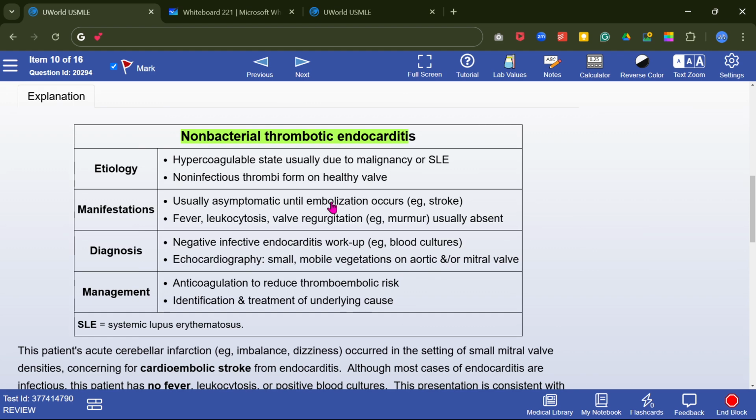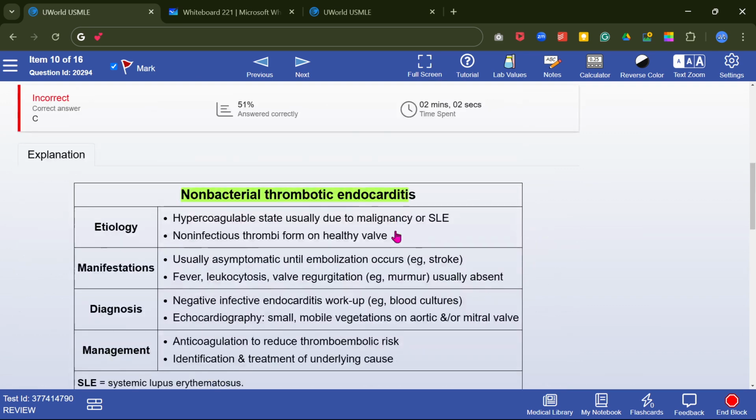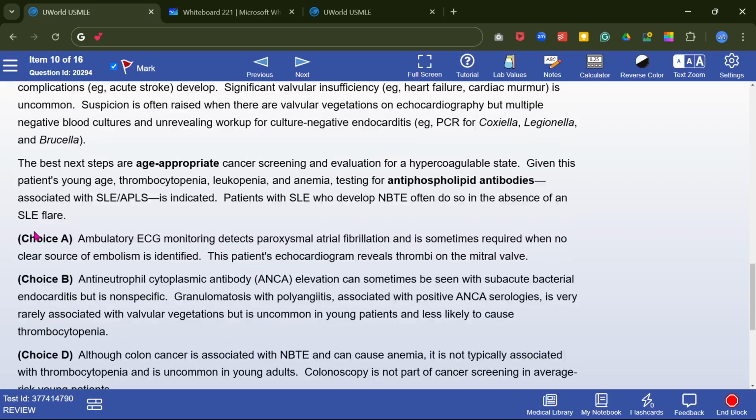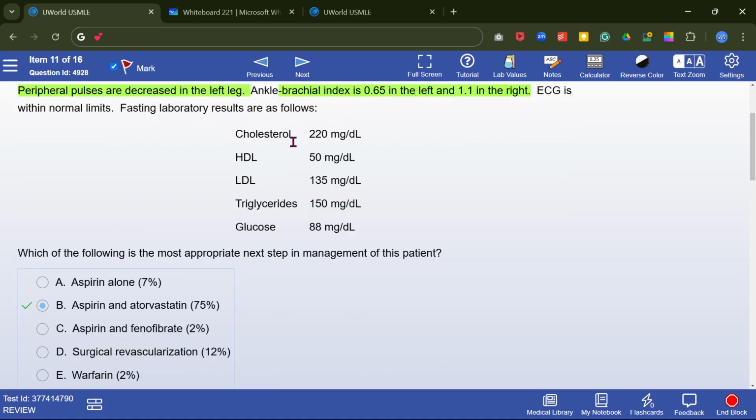So it may be non-bacterial thrombotic endocarditis or Libman-Sacks endocarditis, which is associated with antiphospholipid antibody syndrome. The best next step is an age-appropriate evaluation, given this patient's young age, thrombocytopenia, anemia, and hyperglycemia, testing for antiphospholipid antibody syndrome.